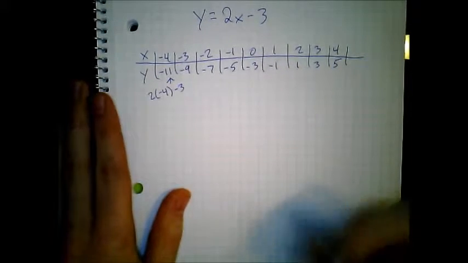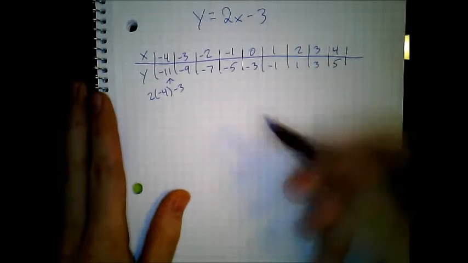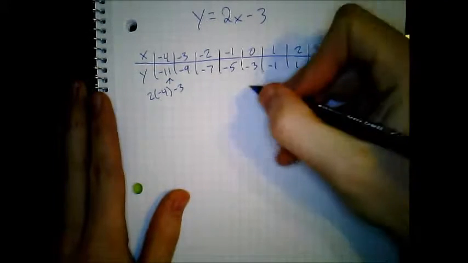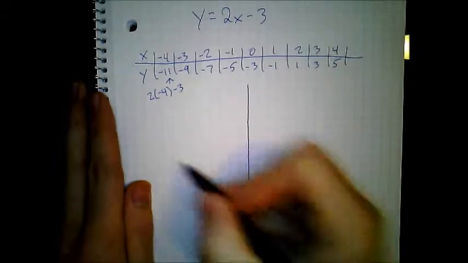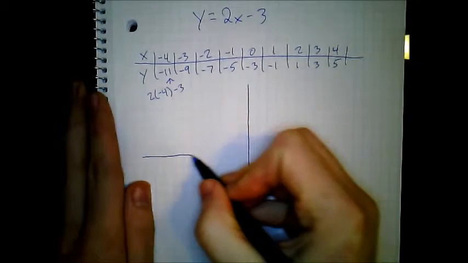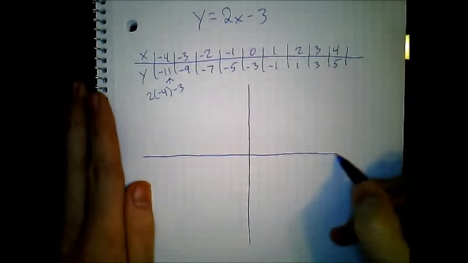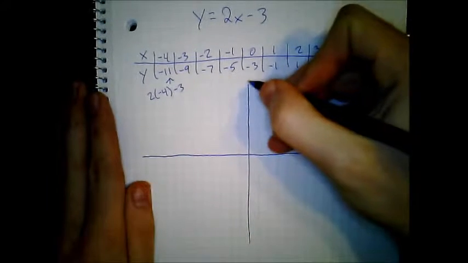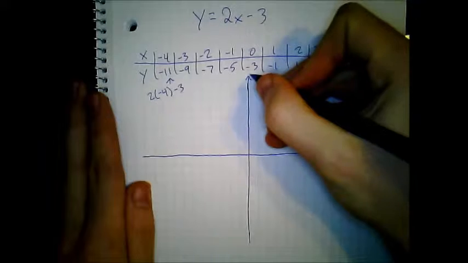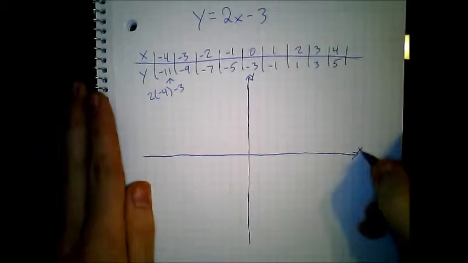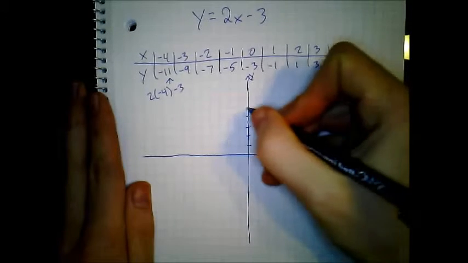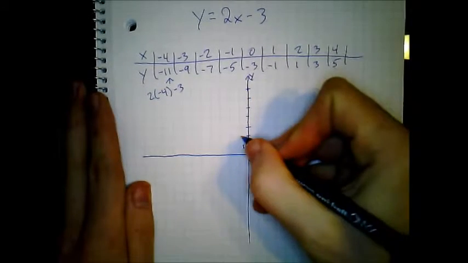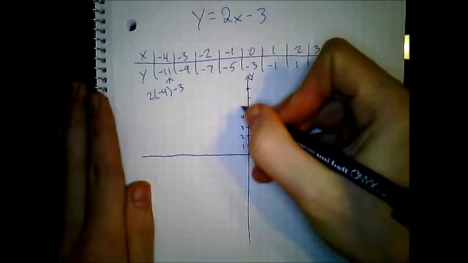Now that we have our table, we want to make a graph. So we're going to make a 4-quadrant graph because we see we have positive and negative numbers. And we're going to take our time to be nice and neat. And we're going to make sure we label our axes. This is the y-axis, this is the x-axis. We're going to include our scales. In this case, we're just going to count by ones.